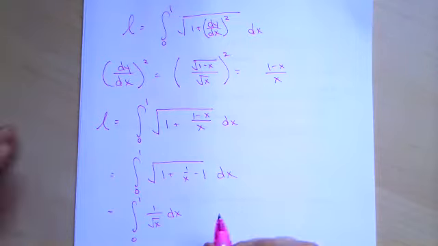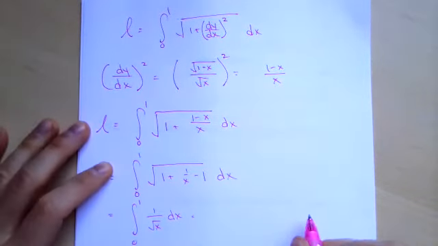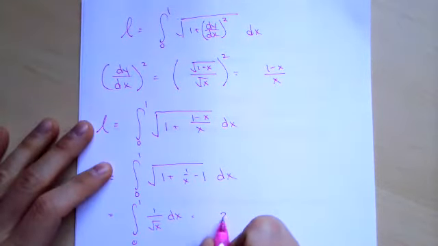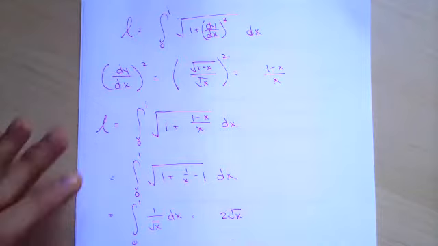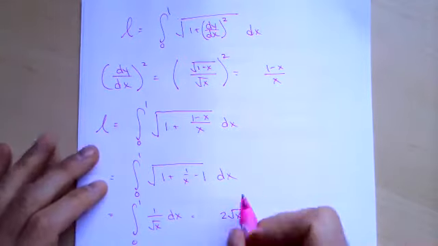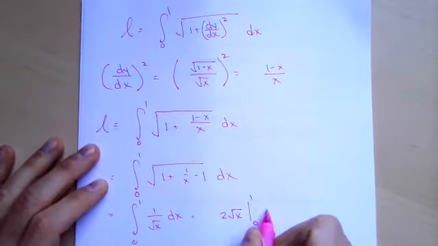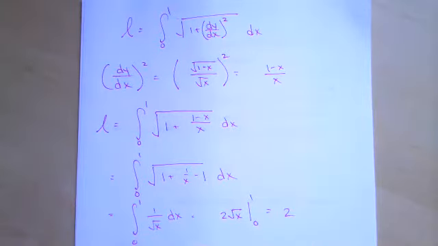Cool. And then, of course, the integral of that is going to give me 2 square root of x as the antiderivative, evaluated between 0 and 1. And so we just get an arc length of 2.